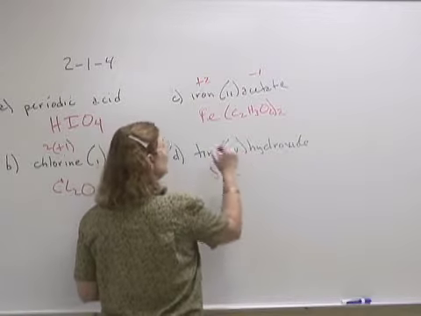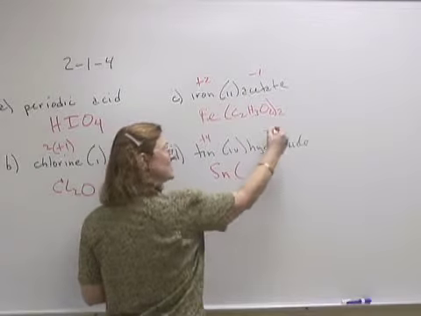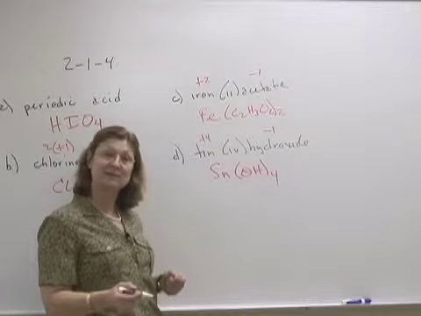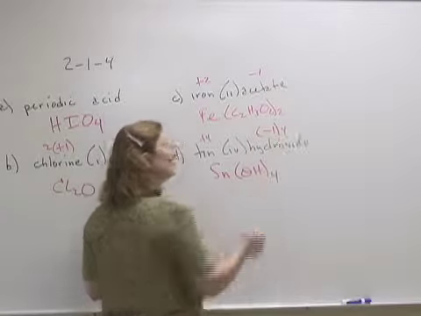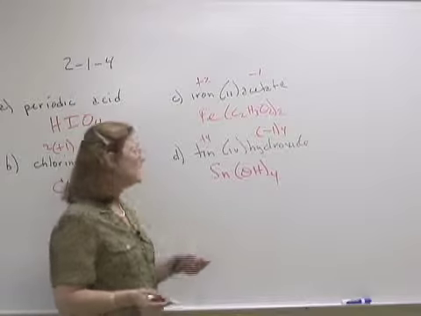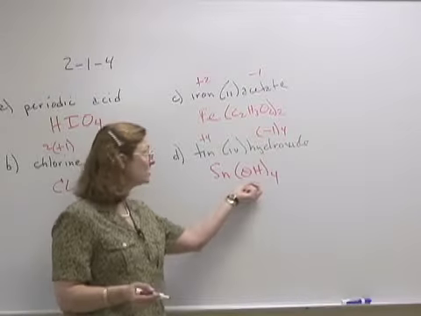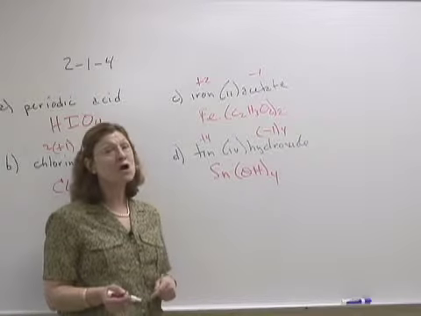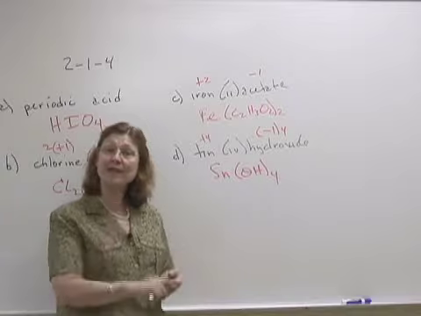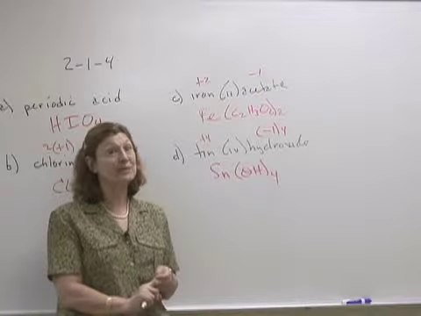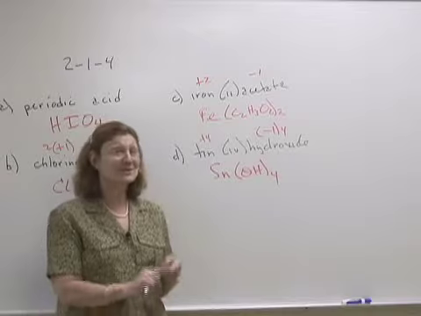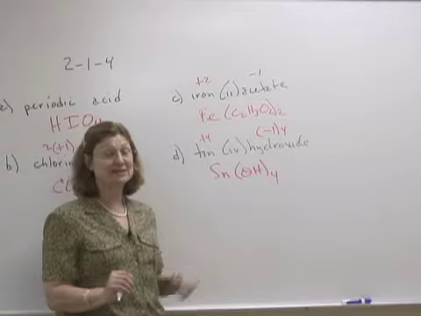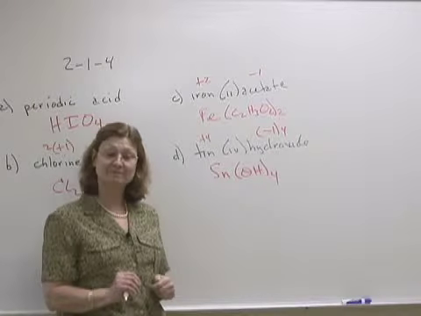In this case, tin is +4. Hydroxide is -1. And therefore, I need 4 hydroxides to get to 0. +4 and -4 is 0. This is a metal with hydroxide. Therefore, it is a base. It is not one of my strong bases. That would be group 1A and 2A with hydroxide except for beryllium. And of course, hydrogen is a nonmetal, so that would not even be a factor. This is a weak electrolyte. It is a weak base. It is a weak electrolyte.